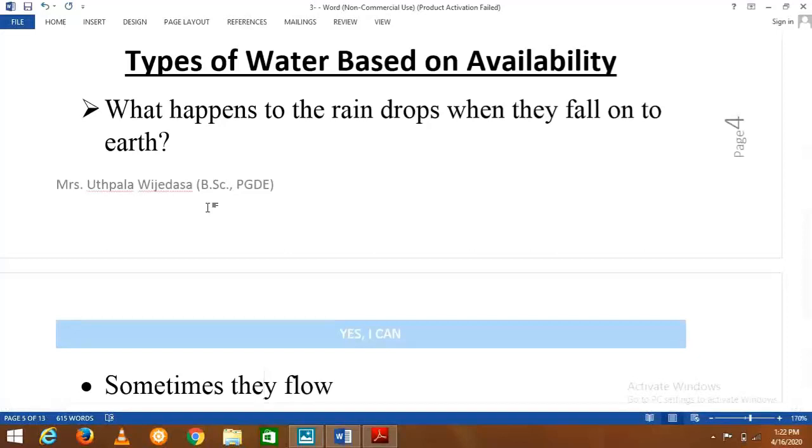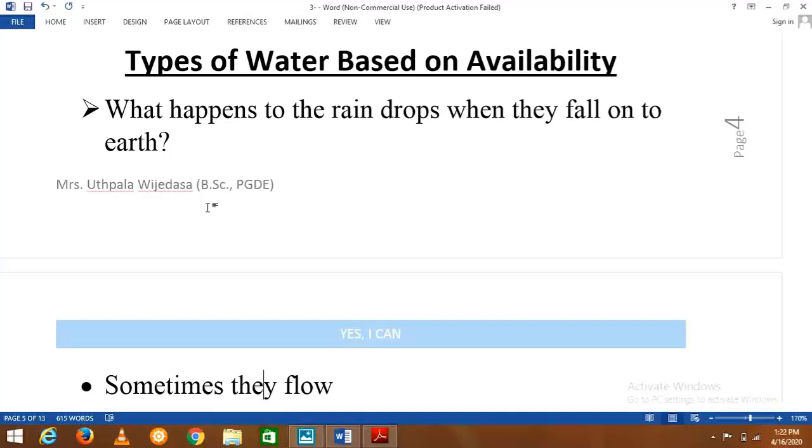Now, if you can remember, so far we have discussed the three states of matter. Actually, it is the three states of water in this lesson. Then we are going to discuss types of water based on availability. What are the types of water based on its availability? Water is available in different forms, and what are these types?